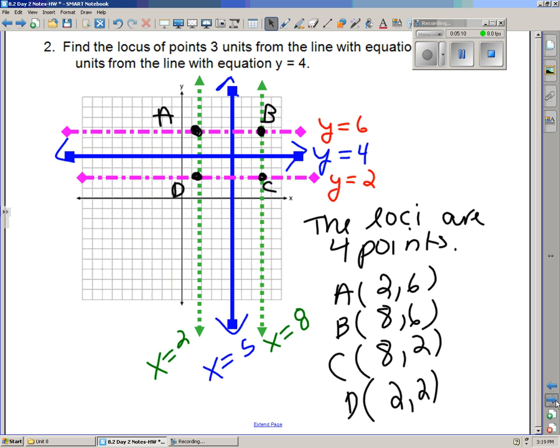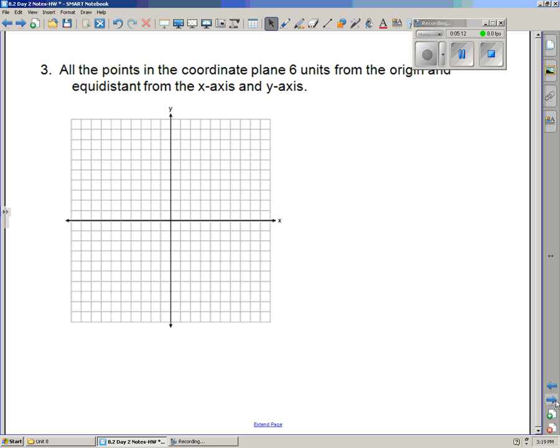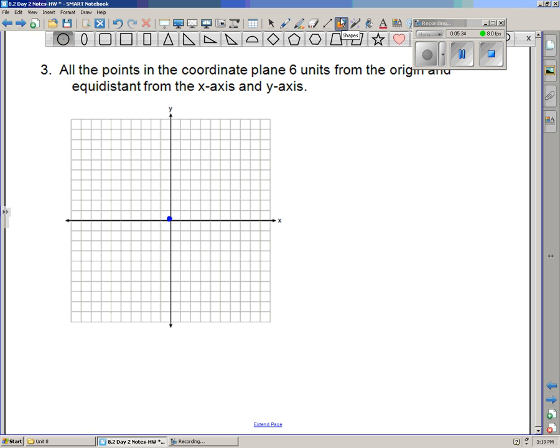Next one, last one. We want to find all the points in the coordinate plane 6 units from the origin and equally distant from the x and the y axis. So 6 units from the origin happens to be this point right here. Clearly not oriented. Let's try to move up a little bit. Okay, so from there, I'm going to create a circle with a radius of 6. So I'm going to use my circle tool here.